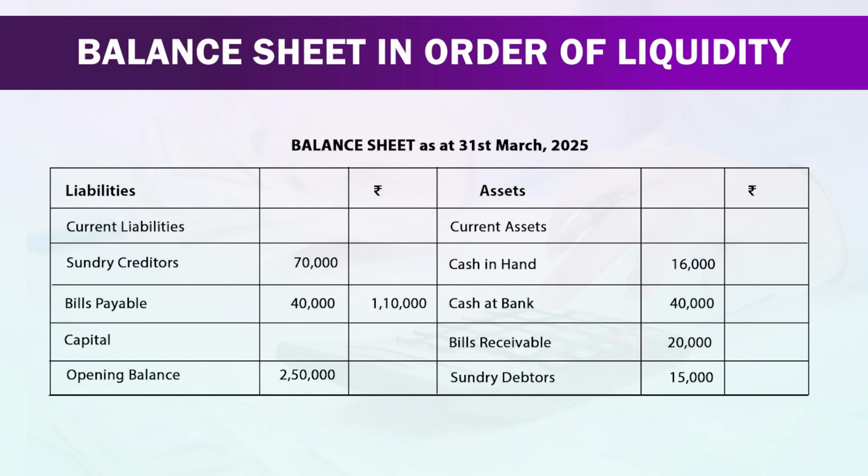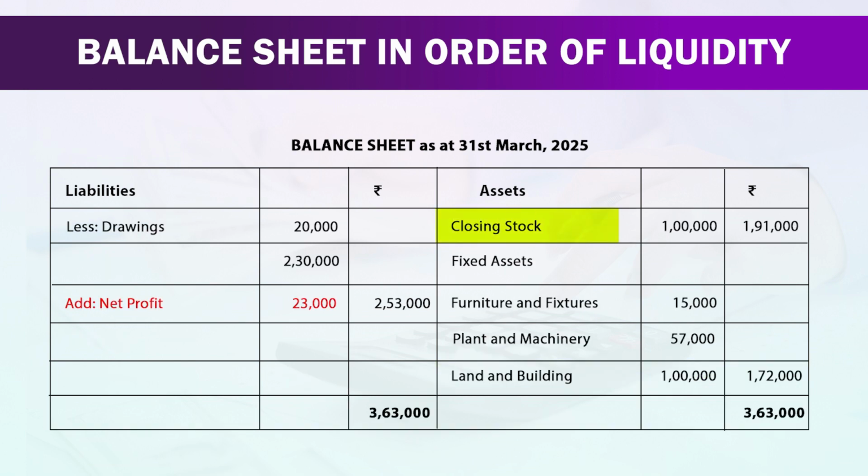Now, let us see items of asset side. First, we will deal with the current assets. Cash is the most liquid asset, and that is why it is disclosed first, and that is 16,000. Then we will see all assets in order. Cash at bank 40,000, bills receivable 20,000, sundry debtors rupees 15,000, closing stock 1 lakh. So, all current assets are rupees 1,91,000.